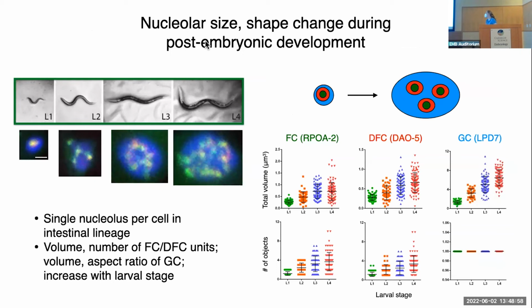And what he found was that the size and shape of the nucleolus changed during post-embryonic development. So in L1s, you get a small spherical GC compartment with a single FC-DFC unit. But as the worms develop through larval development, they get more FC-DFC components. And the GC, the large outer compartment, increases in size and also in aspect ratio, so it becomes less spherical. All three of these compartments increase in total volume, but the FC and the DFC are fragmented, so it's not growing isotropically. And because transcription occurs at the interface between the FC and the DFC, we think this is important for scaling transcription with the size of the nucleolus to keep up with the growing demand for larval development.